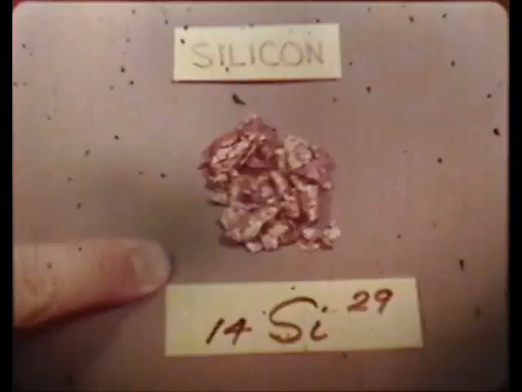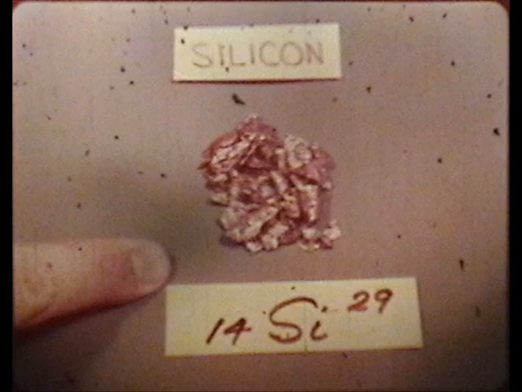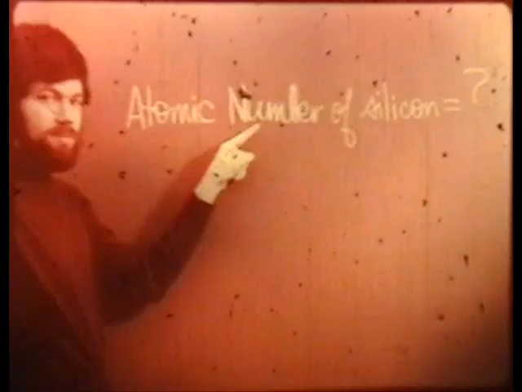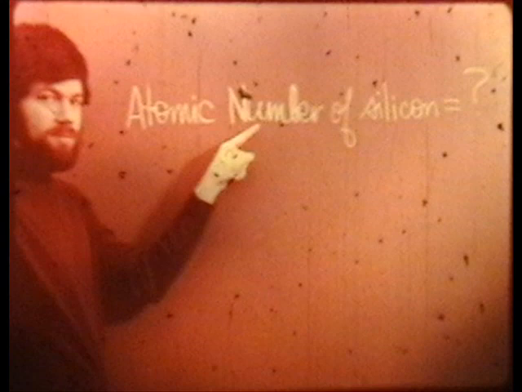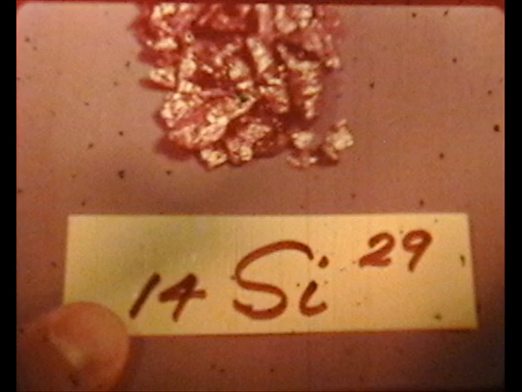Silicon is an element which has three naturally occurring isotopes. The isotopic symbol for one of the isotopes is 14Si29. What would you say is the atomic number of silicon? If you recall, the number in the lower left-hand corner of the isotopic symbol is, in fact, the atomic number. Thus, the atomic number of silicon is 14.